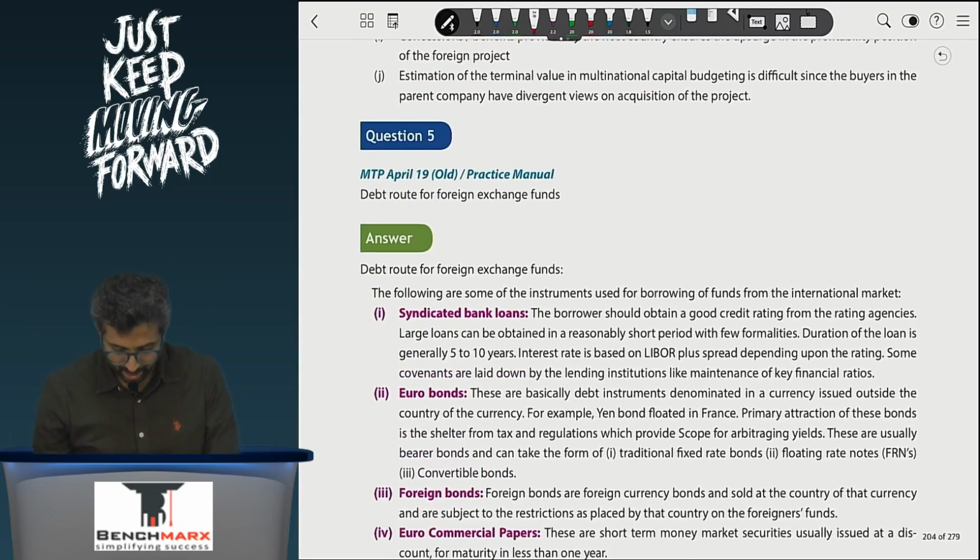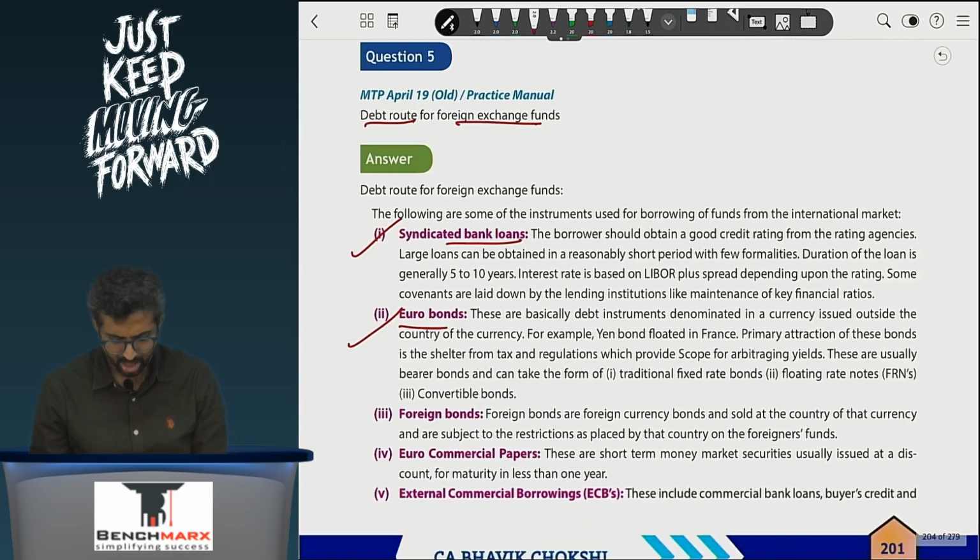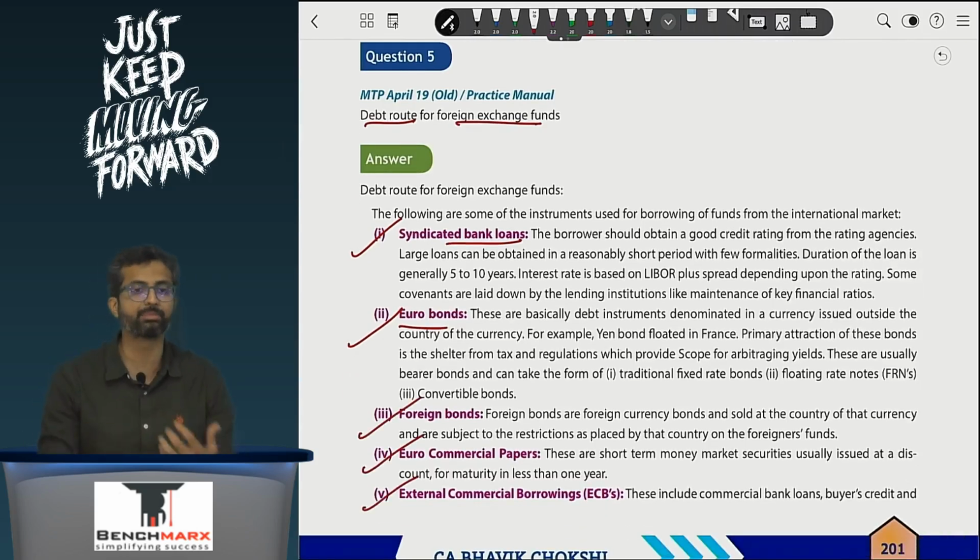Okay. Debt route for foreign exchange funds. So if I want forex funds, how can I raise them? Well, I can take syndicated bank loans. I can go to JP Morgan, Morgan Stanley and raise funds. Bank loans, euro bonds, I can issue bonds, foreign bonds, commercial papers, ECBs. These are the same terms. So they are saying, from where can I raise foreign finance?